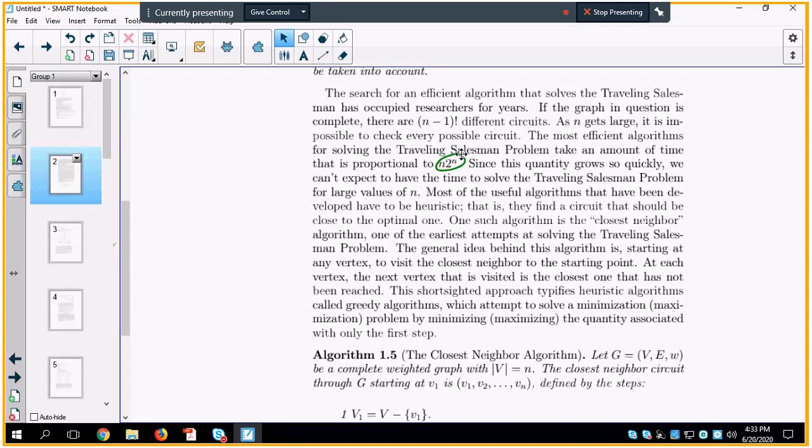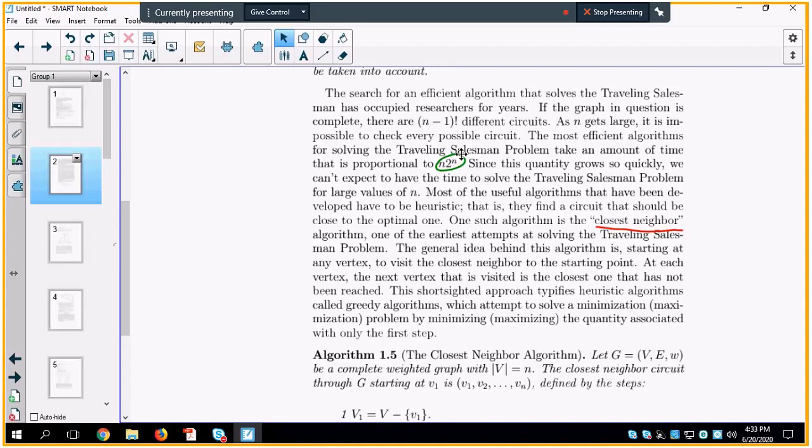So most algorithms that have been developed will just find a circuit that is close to the optimal one. And one such algorithm is called the closest neighbor algorithm. So we're going to learn this algorithm. This is relatively simple and it doesn't always yield the best result, but it's an easy to understand algorithm. The general idea is starting at any vertex to visit the closest neighbor to the starting point.